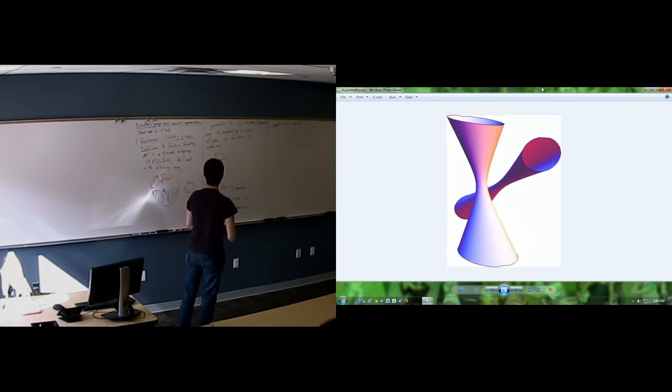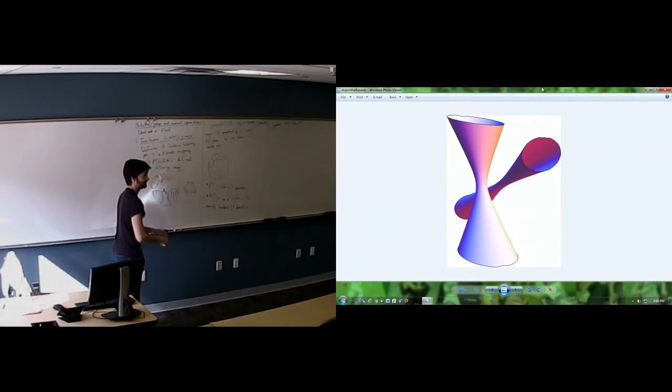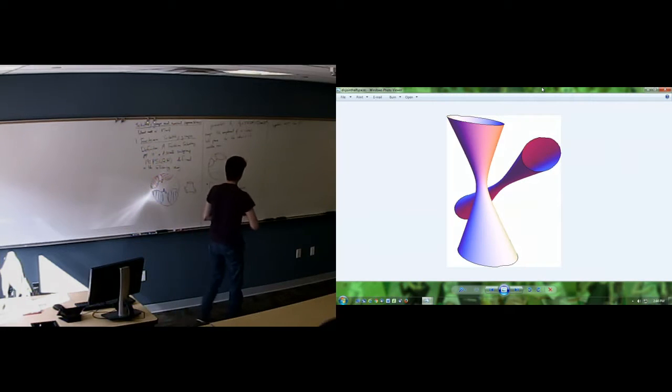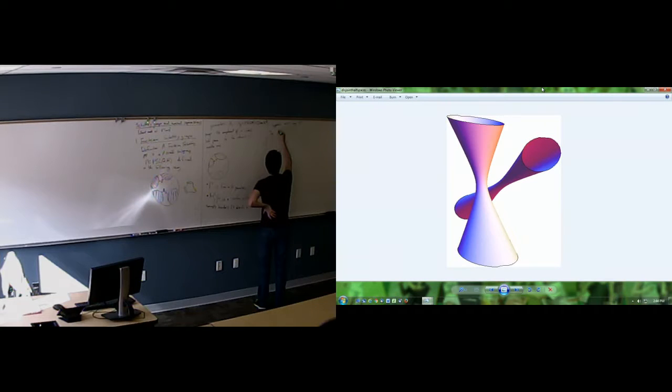So gamma is acting, yeah, freely, properly discontinuously, everything you want. And this is a fundamental region for the action. So you can just look at this X shape, identify the boundary pieces together, and you get that. And the topology of H2 mod gamma depends only on the combinatorics of the configuration.